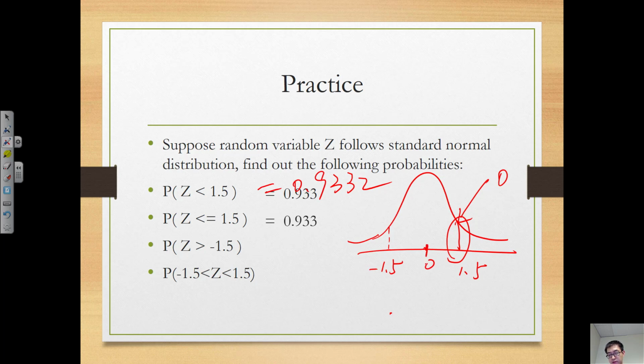So the mean is 0, and these two are symmetric, right? So what is the probability that z is larger than negative 1.5? It's the same as this area, the vertical line area. It's the same as the probability that z is smaller than 1.5.